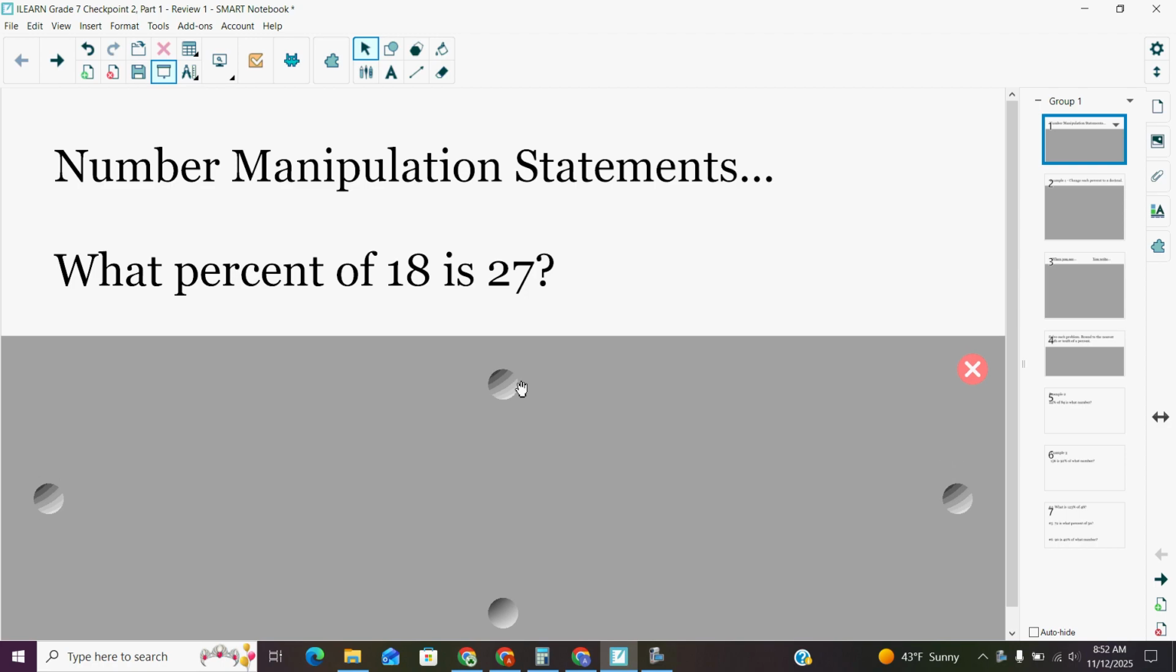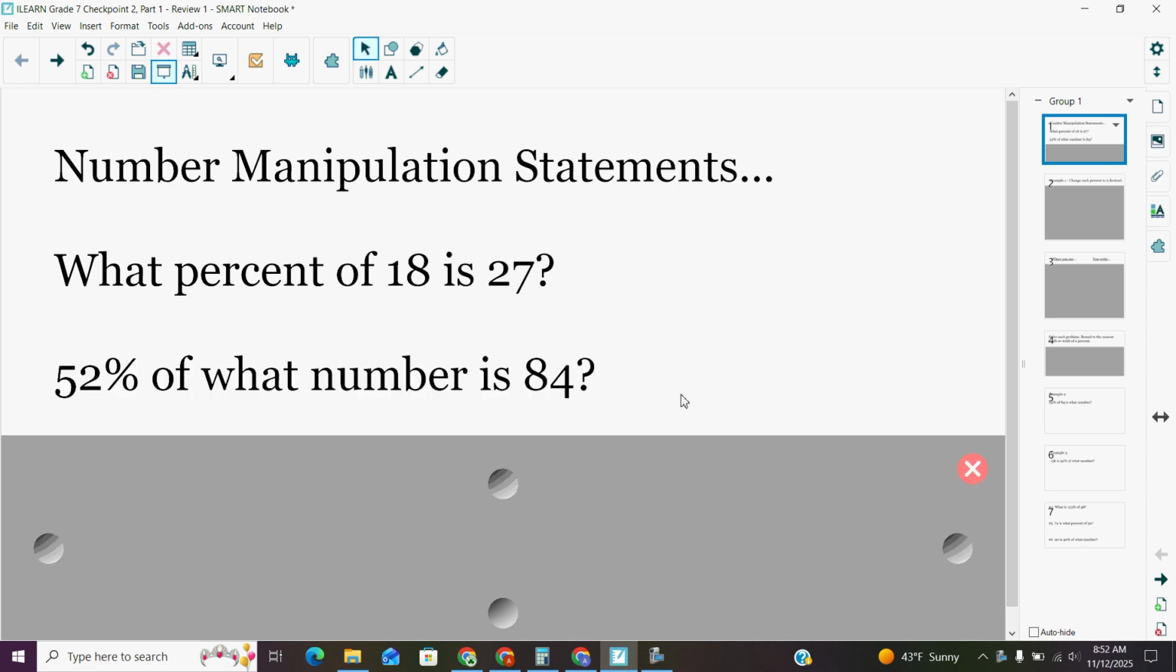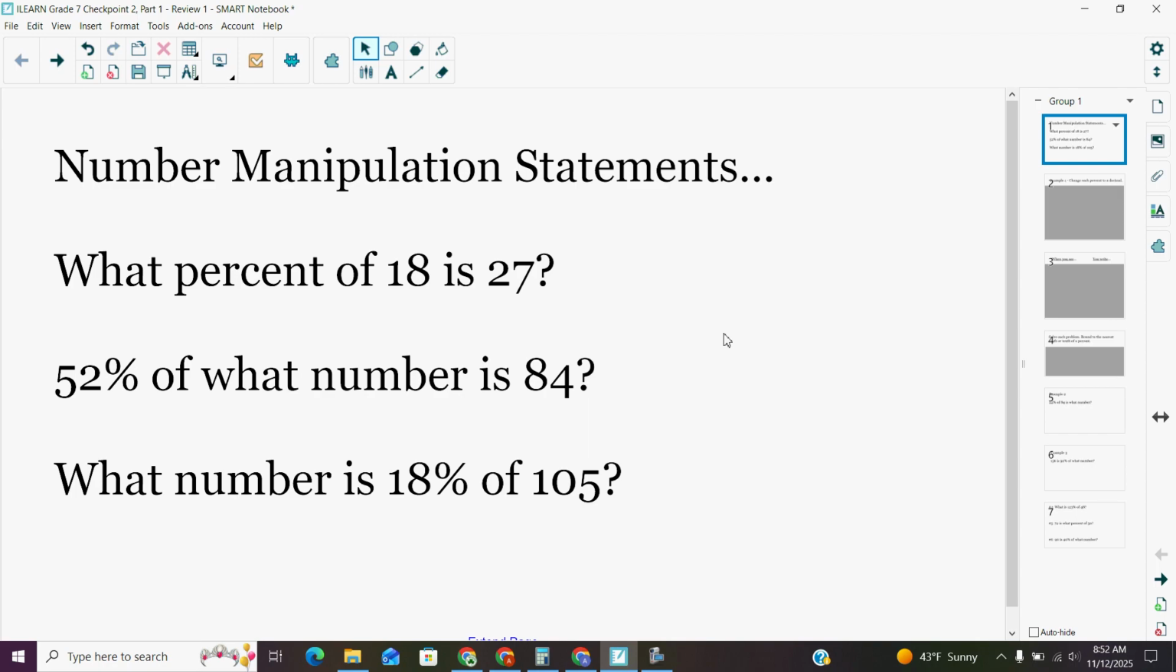But these are problems where it asks you questions like, what percent of 18 is 27? Or 52% of what number is 84? Or what number is 18% of 105? All of these are number manipulation problems where we are dealing with percentages. We're either trying to figure out one of the numbers or maybe figure out the percent. And there's a pretty straightforward way we can take care of these types of problems.